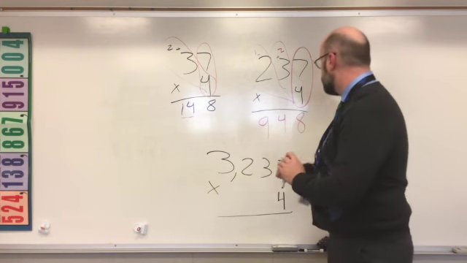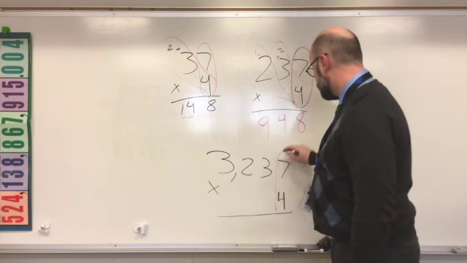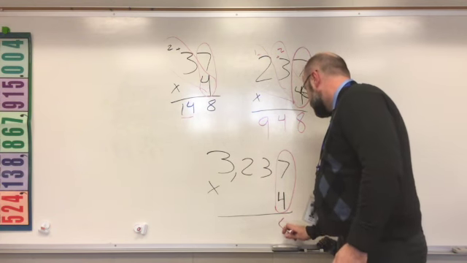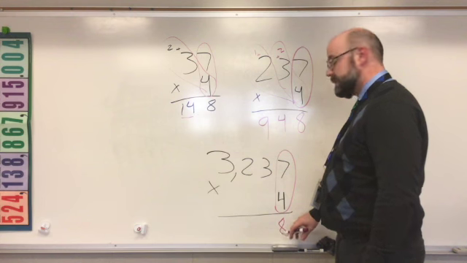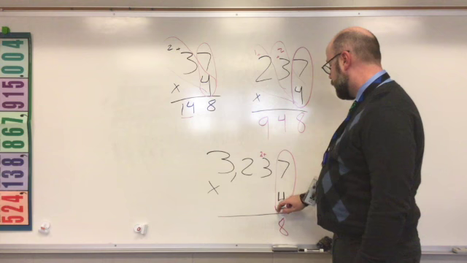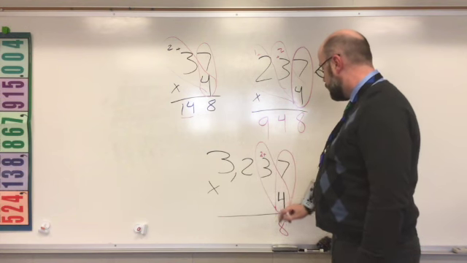Okay, so much like this, we're going to do 7 times 4. We're going to start off with that. 7 times 4 is 28. The 8 is down there. Carry the 2 over. Now 4 times 3 plus 2.